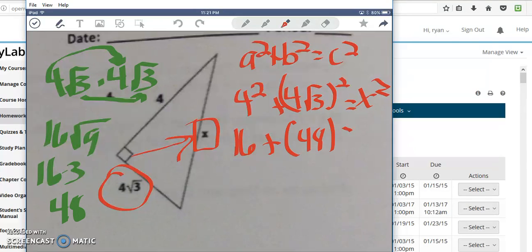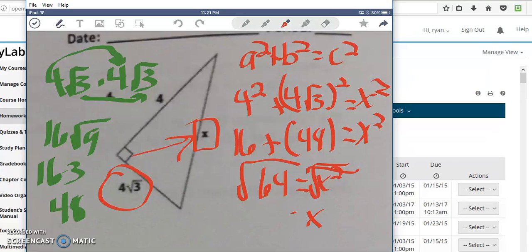So 48 is going to be there, equals x squared. So then you have 48 plus 16. You end up with 64 is equal to x squared. Take the square root of both sides. The x squared cancels out to be an x. The square root of 64 is 8, so x is going to be 8.